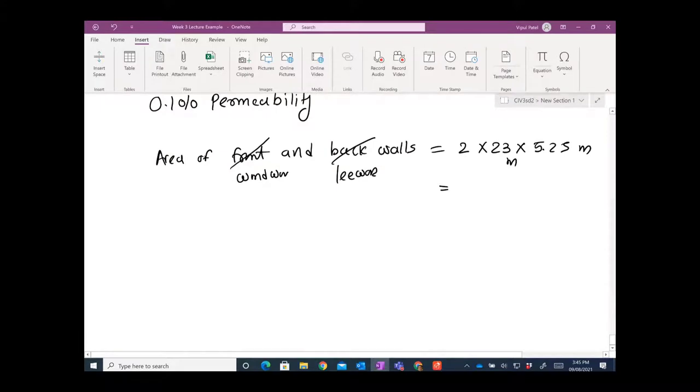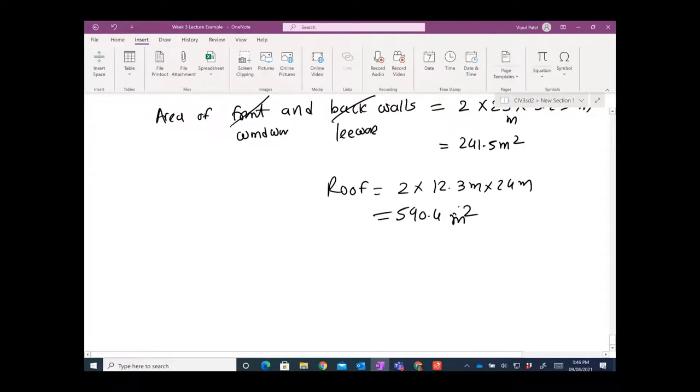So we have a second one, roof, two sides, 12.3 meters times 24 meters. So you get 590.4 meters square. All right, then you will have a roof done, other side done.